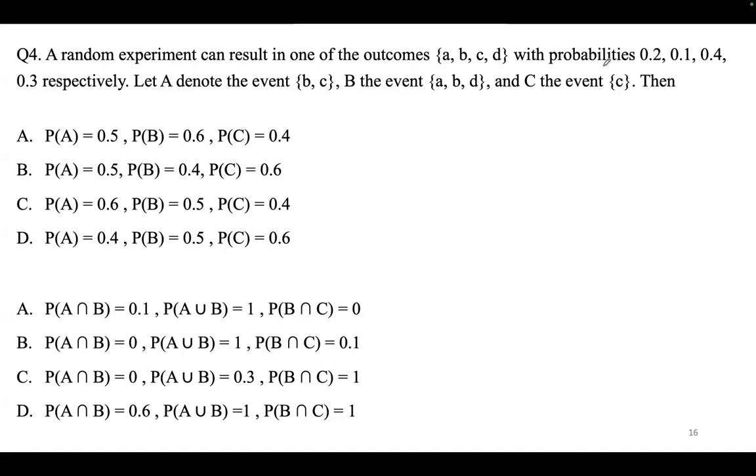Now, A is defined as events B and C, B is defined as A, B, and D, and C is just C. So there are 2 sets of options for you. This one, I think you should all be able to solve.